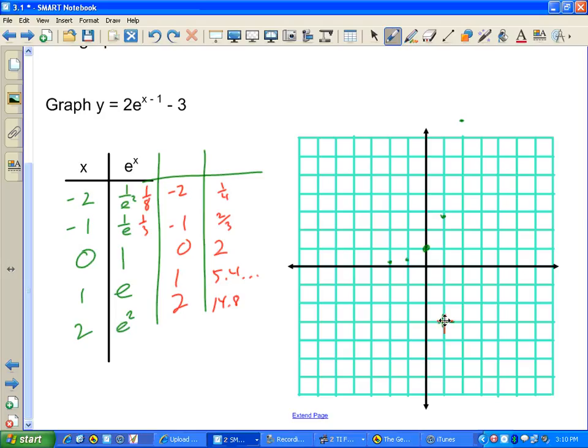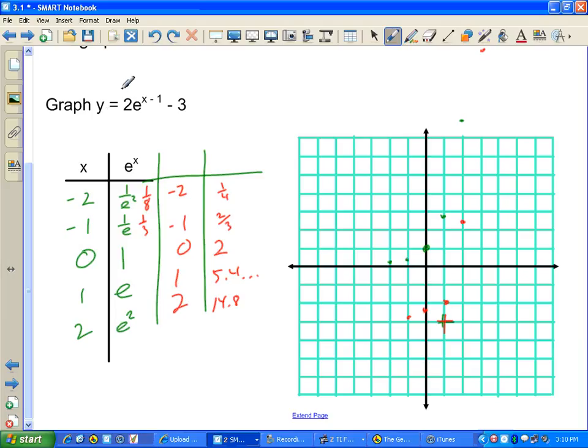I mean, we're sketching the graph. It's not an exact graph. So let's see. From here, I go back 2, up a little less than 1/4, back 1, up a little less than 2/3, over none, up 1, over 1, up 5.4, over 2, I go up 14. 1, 2, 3, 4, 5, 6, 7, 8, 9, 10. 14 is going to be way up there somewhere.